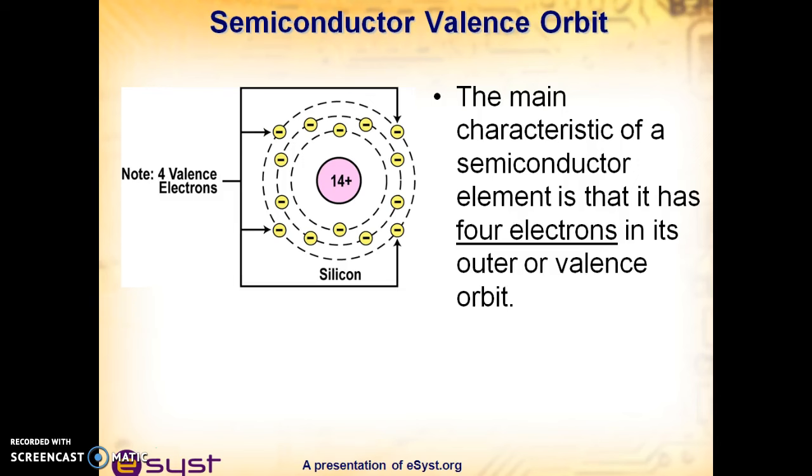Semiconductor valence orbit. The main characteristic of a semiconductor element is that it has 4 electrons in its outer or valence orbit, as shown in the figure.